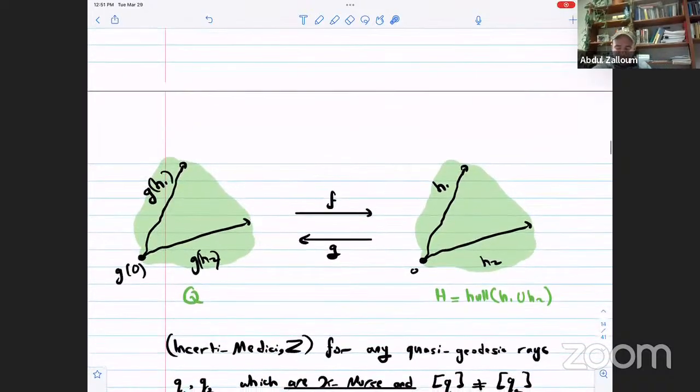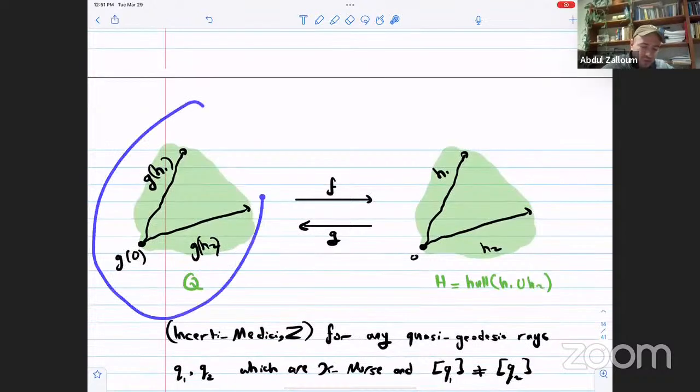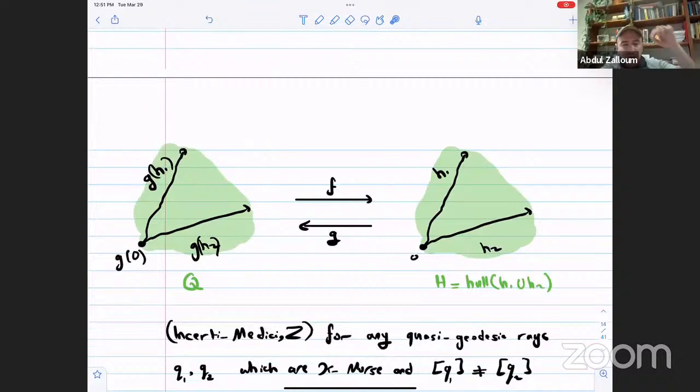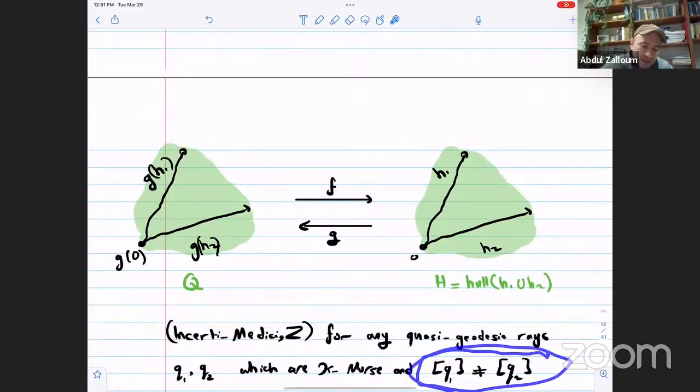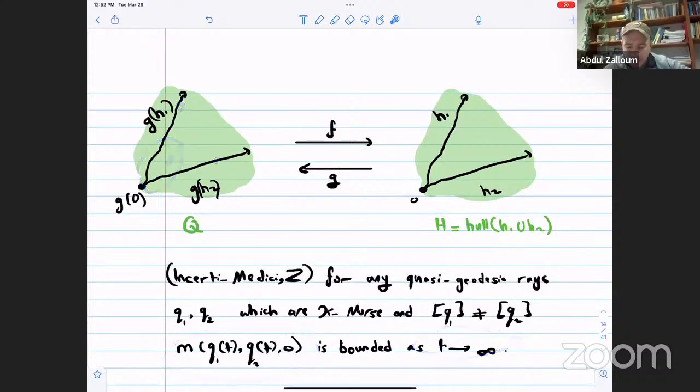Now, I proved with Merlin a couple of years ago, when we were studying sublinear Morseness in CAT(0) cube complexes, that if you have two quasi-geodesics in a CAT(0) cube complex which are kappa Morse and do not kappa fellow travel each other, so they are not in the same class, and you take the median of Q1(t), Q2(t), then that median has to be in a bounded set. Even if you let t go to infinity, the median has to remain within a bounded distance from the origin.